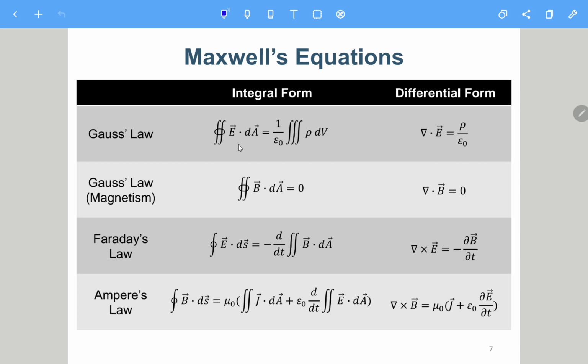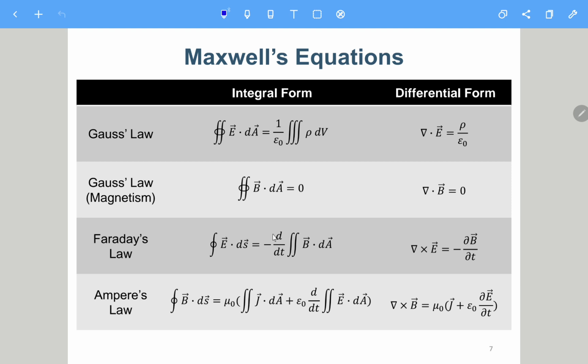Okay, so this is a summary of the Maxwell equations in integral form and also differential form. You can see something similar here. We have a double integral here, so we can change it to this. This is called the divergence. And then you can see the rho here.